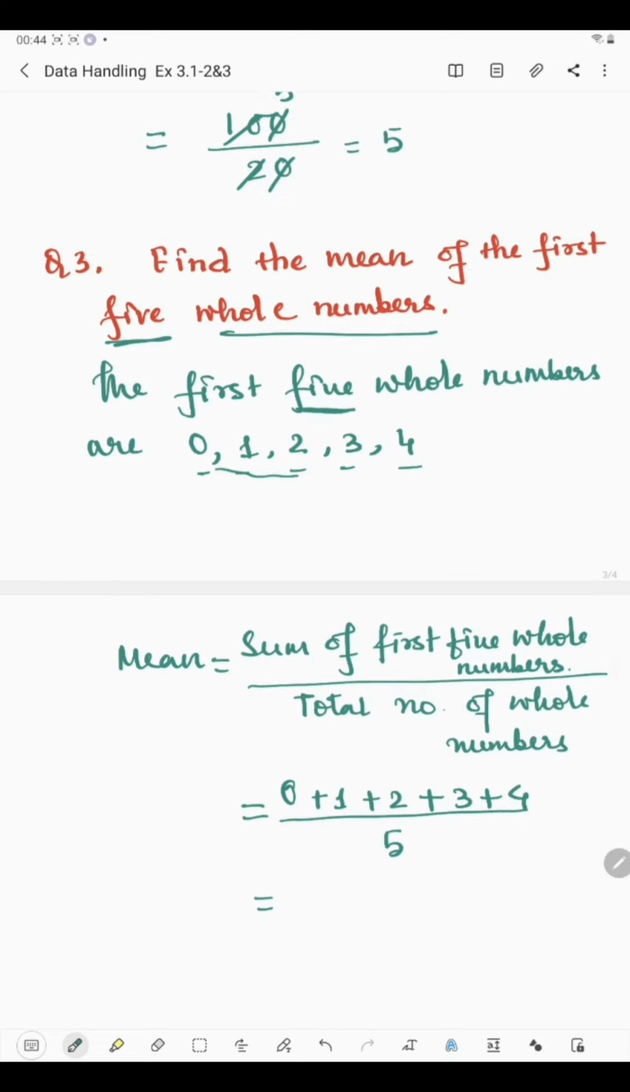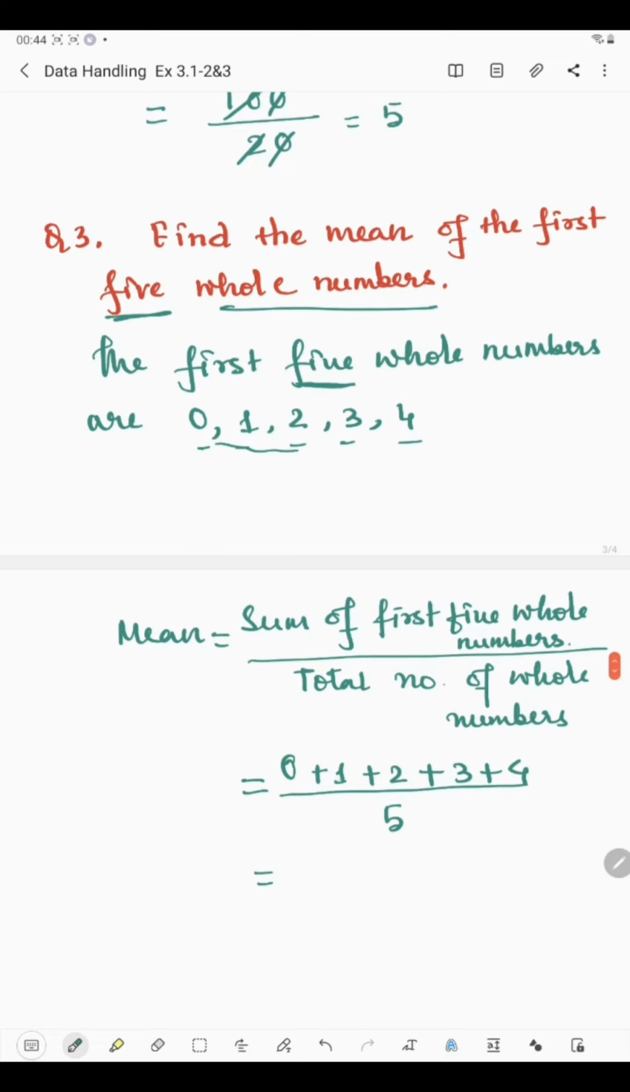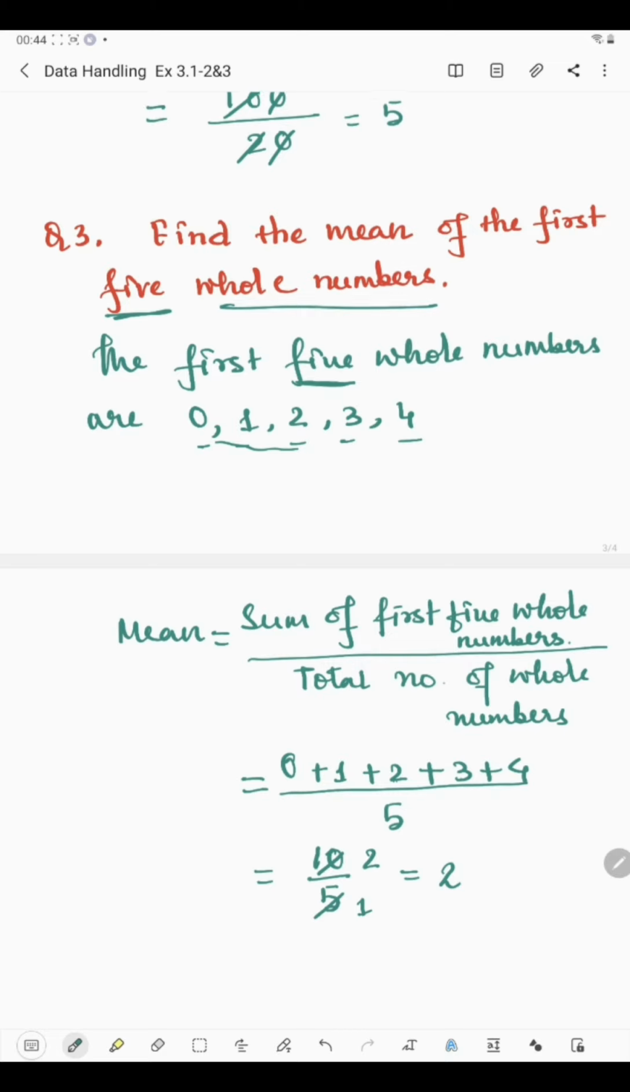Now let us add all this. 0 plus 1 is 1, 1 plus 2 is 3, 3 plus 3 is 6, 6 plus 4 is 10. So 10 divided by 5. 5 ones are 5, 5 twos are 10. So the answer is 2. Okay, so this was all about question number 3.